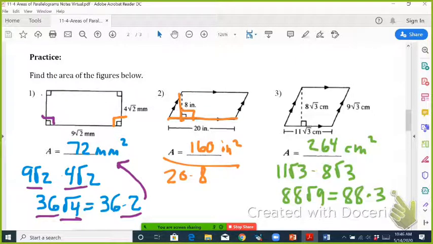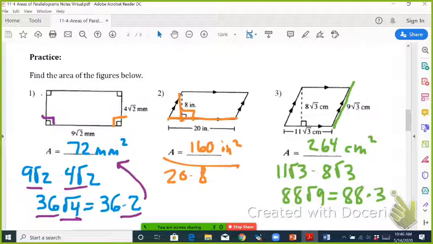Now, I just talked about the base and the height. They have to be perpendicular. So that's why I did 11 root 3 times 8 root 3. The base could be any side, alright, but the height has to be perpendicular to that side. If you were to use 9 root 3 as the base, then you would need to know this length right here to find the height. We don't have that information, and we don't have enough info to find that, so we're just going to use 8 root 3 as the height and 11 root 3 as the base.